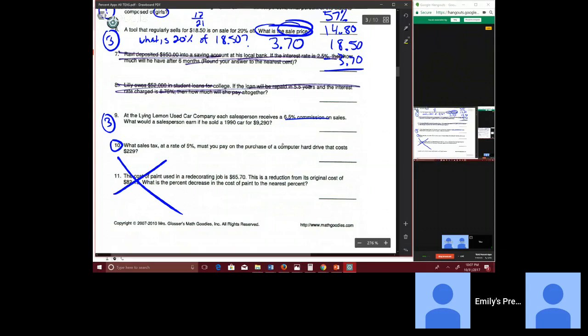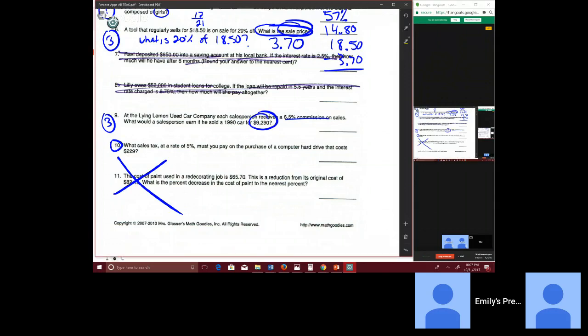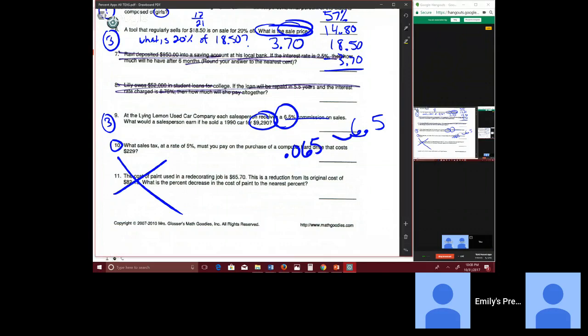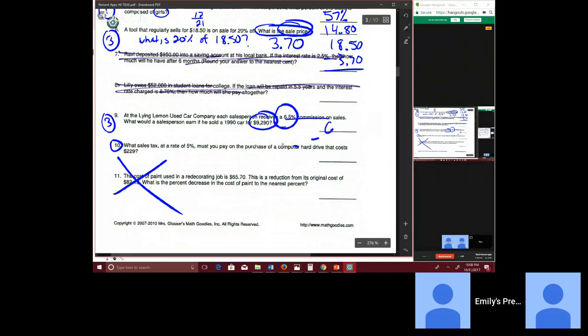So this one is ultimately asking you, what is 6.5% of 9,290. So that makes it a scenario 3 where we take 0.065. Remember that if a percentage only has one digit, you put a 0 in front of it. And that comes from moving it 2 times to the left. So it's 0.065 times 9,290. And that will give me 603.85.